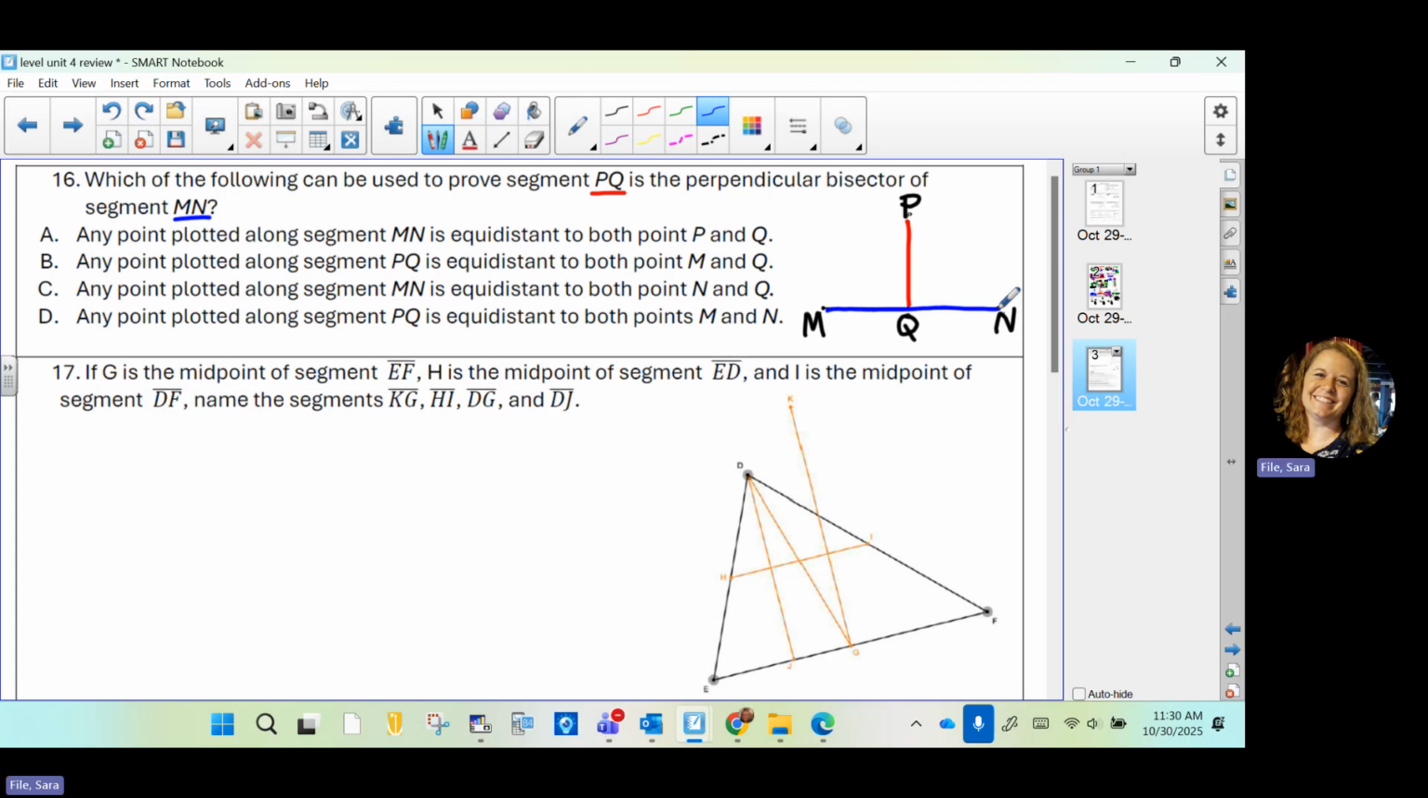What does perpendicular mean? It means it makes a right angle, a 90-degree angle. So I'm going to mark that. We want this to be the perpendicular bisector. That has to be a 90-degree angle. And a bisector does what? What does bisect mean? Cut in half. So if PQ is bisecting MN, that means it's cutting MN in half. So that means that point Q is the middle. So that MQ and QN would be equal to each other, right?